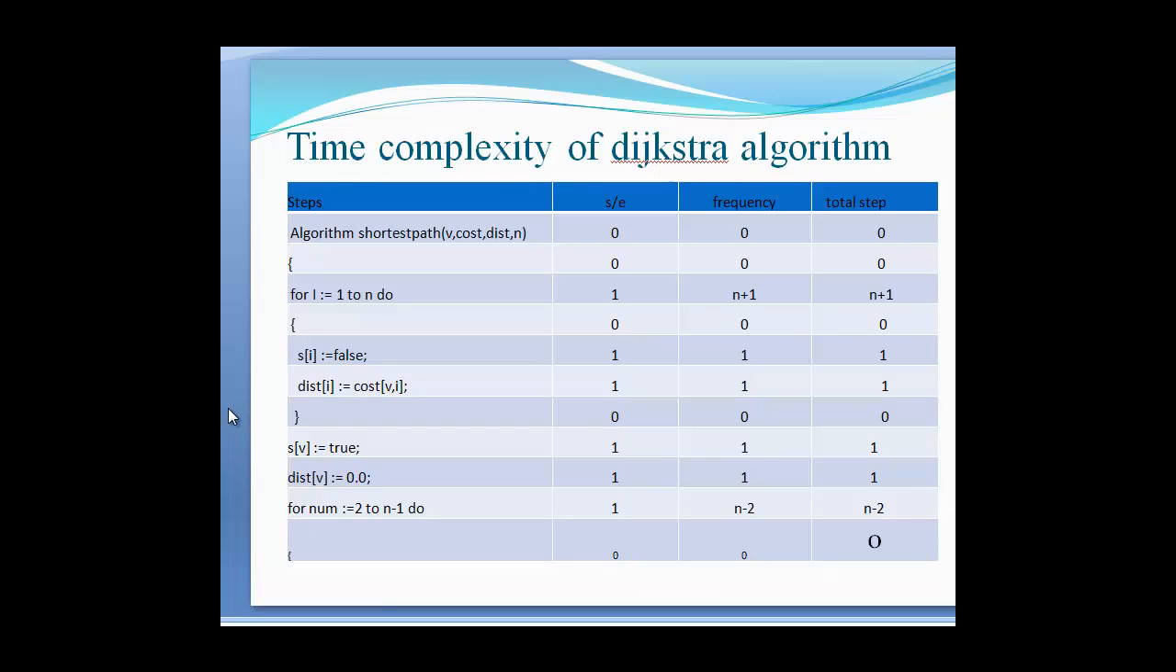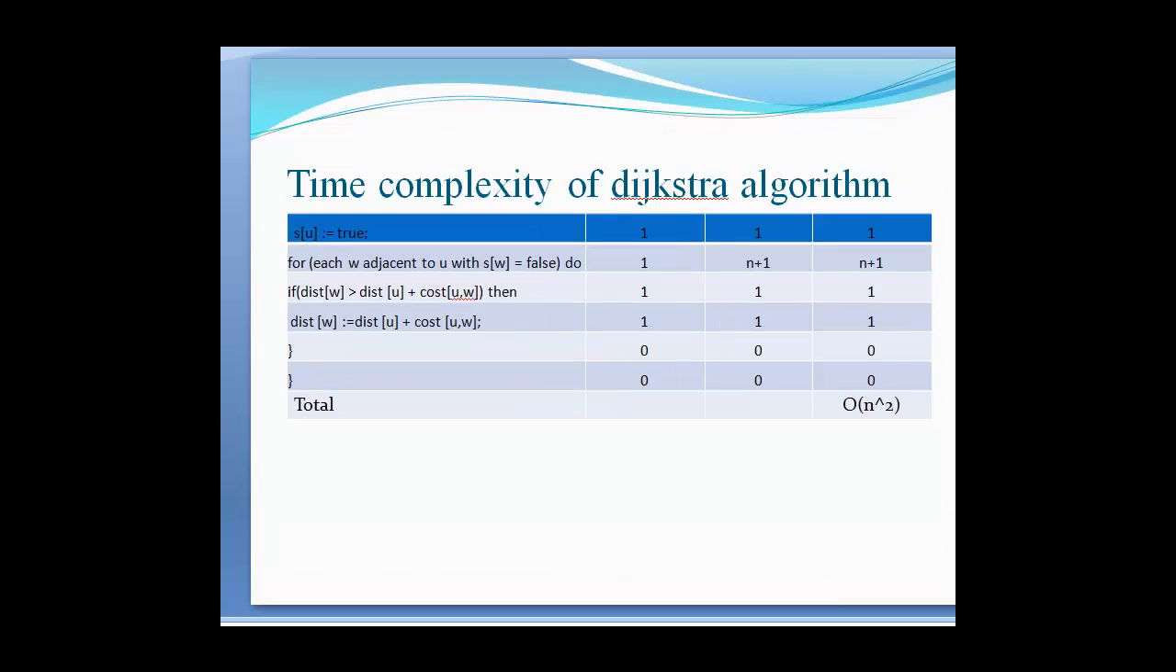S of v is equal to true: steps per execution is 1, frequency is 1 and total step is 1. Distance of v is equal to 0: steps per execution is 1, frequency is 1 and total step is 1. For num equals 2 to n minus 1: steps per execution is 1, frequency n minus 2, and total step is n minus 2. S of u is set to true: steps per execution is 1, frequency is 1, and total step is also 1. Third for loop, for each w adjacent to u with S of w equal to false: steps per execution is 1, frequency is n plus 1, and total step is n plus 1.